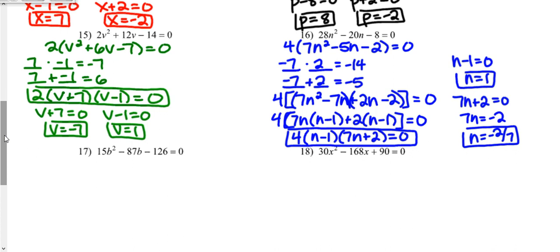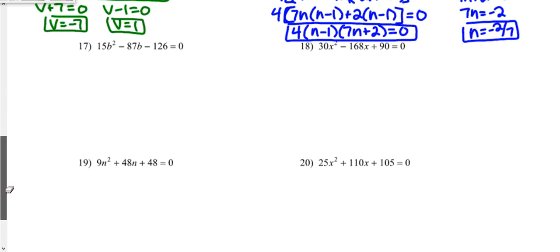And working on to number 17. So again, look for your greatest common factor. And I'm not sure, I think if there is one, it's just 3. Yeah, I think it's just 3. So these are going to be some pretty big numbers.